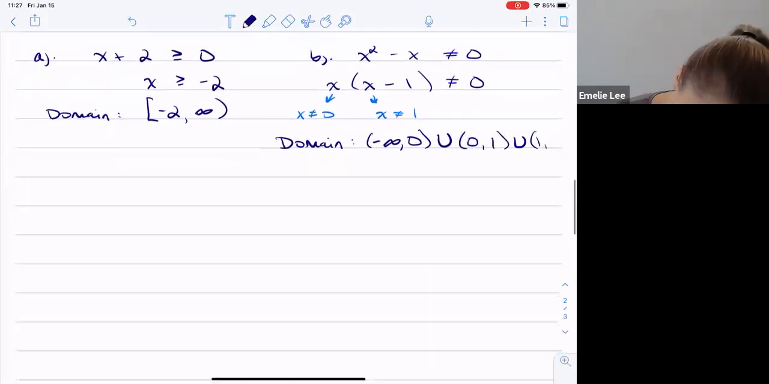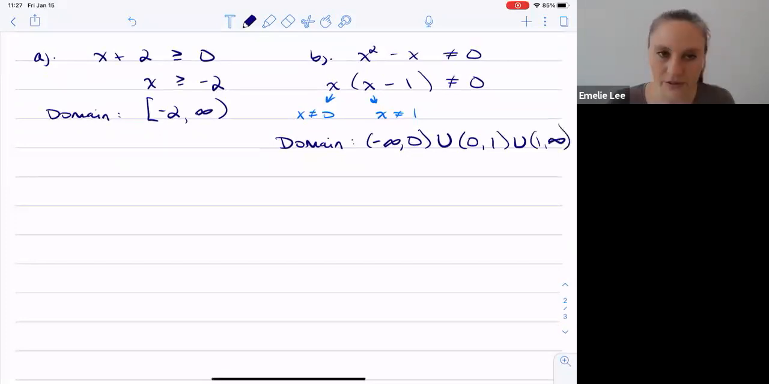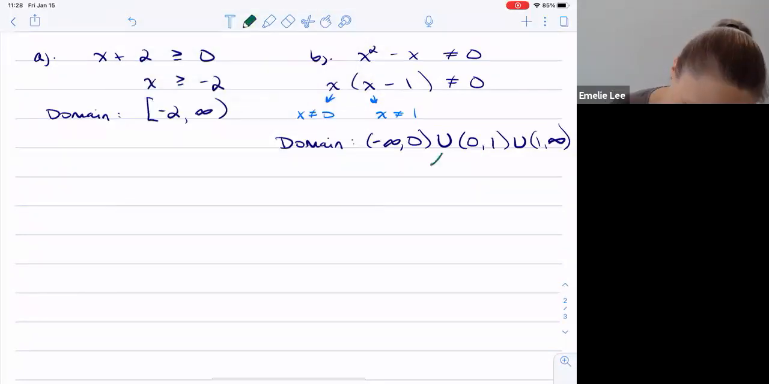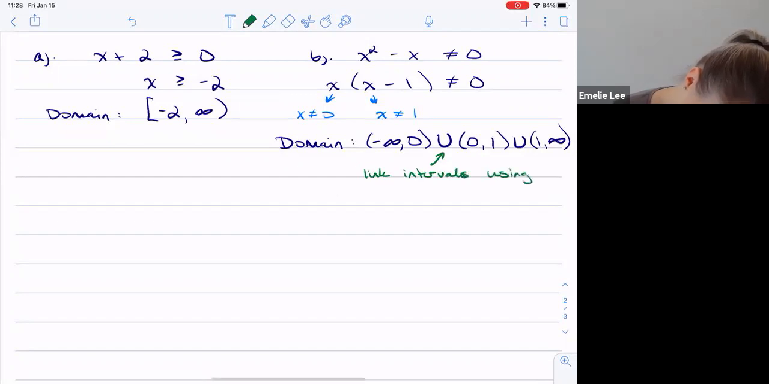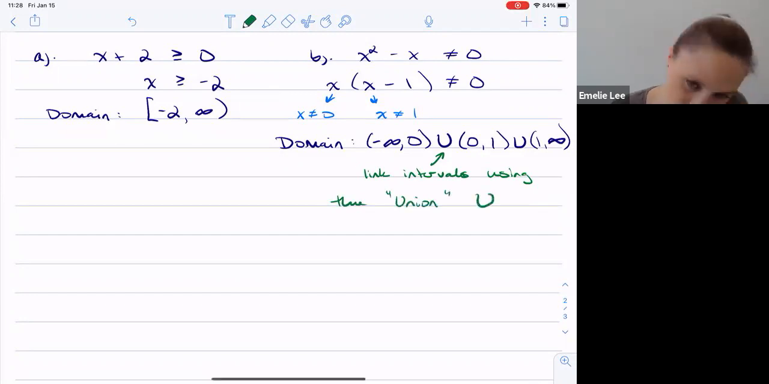Oh, can't seem to manage. There, I'll take it. Drawing infinity, it's usually lopsided for me. Okay, so here we link intervals using the union, which is just a capital U here. And that's from set theory.